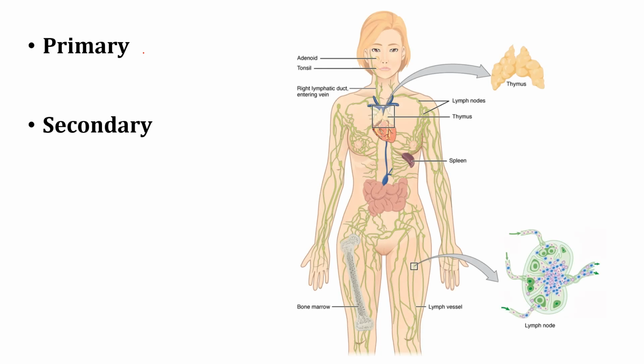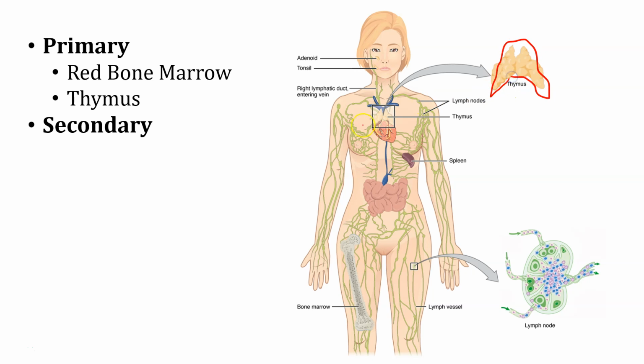Here's our little scheme of all the different organs of the lymphatic system. The red bone marrow and the thymus are the main primary lymphoid organs. The thymus is this little gland here that sits above the heart, and as the name suggests, T, this is a place where the T cells are made.